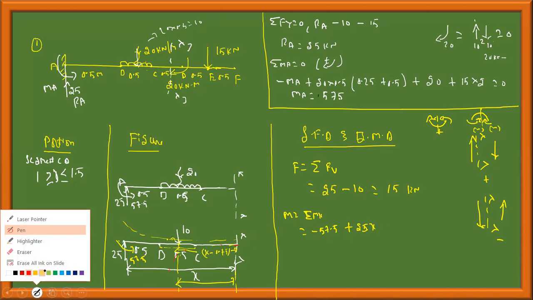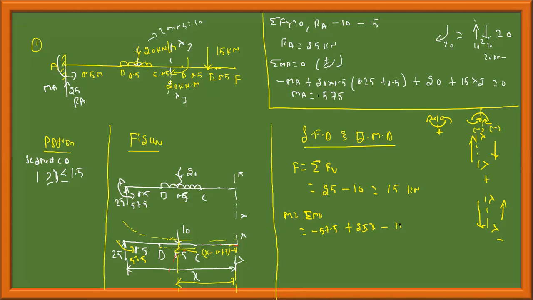This is minus 10 into this distance. I have to take minus 10 into 20, 20 into 0.5 is 10, 10 into x minus 0.75, x minus 0.5. There are two cases only: when the section passes through the UDL, and when the section passes away from the UDL.